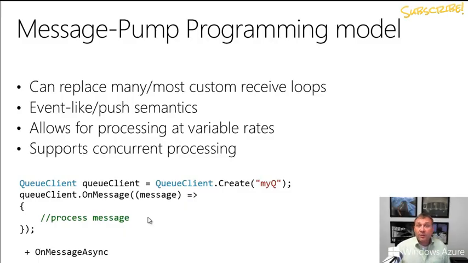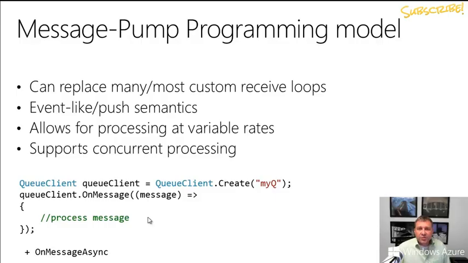So we decided that we're going to give you one. That's the on-message programming model. There's also an on-message async version of that. And this model can replace most custom receive loops and effectively turns the model around. There's some control options. Here's the simplest version of on-message, where you basically just supply a synchronous action. There's also one, as I said, where you can supply an async action.